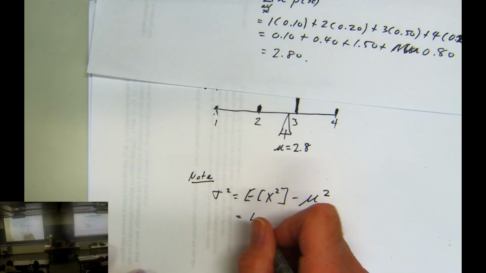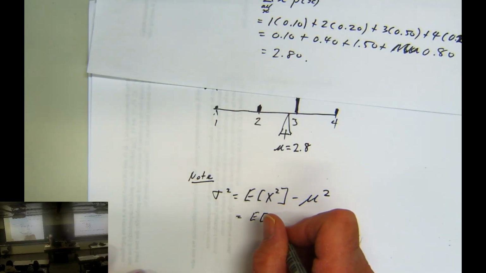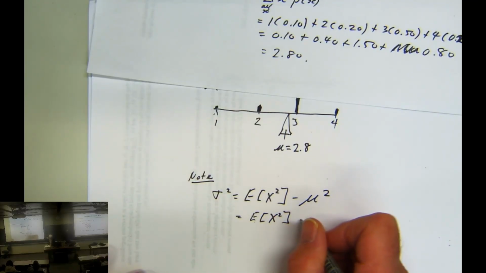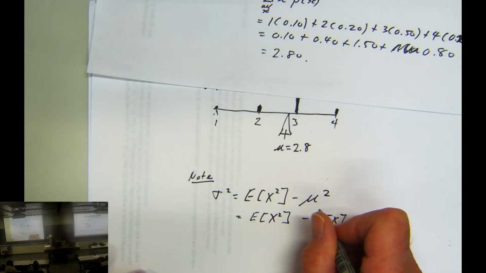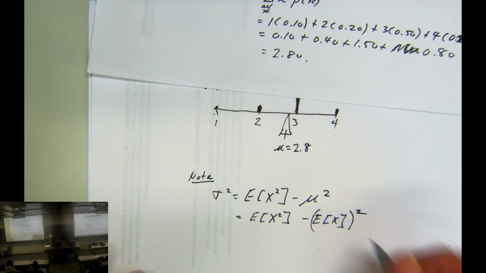If you want to add one extra line, just notice that what you've got is the expected value of x squared minus the expected value of x, the quantity squared, because mu is just the expected value of x.